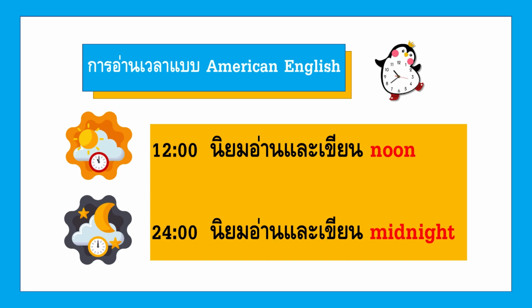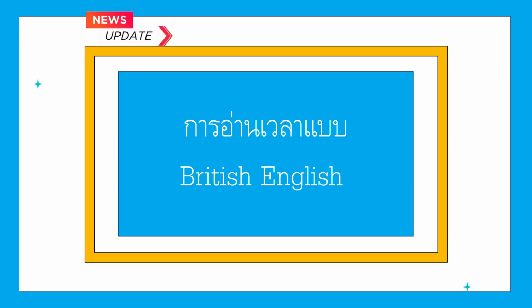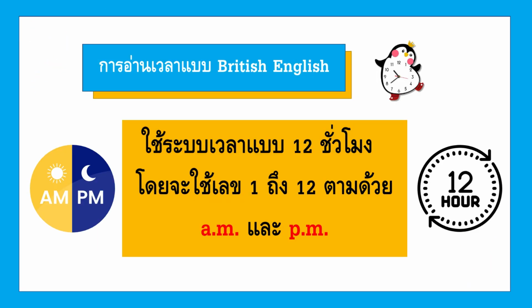Reading time in American English. If it's noon, we like to read and write noon. If it's midnight, we like to read and write midnight. Reading time in British English. It uses a 12-hour time system. It uses the numbers 1 through 12, followed by AM and PM.